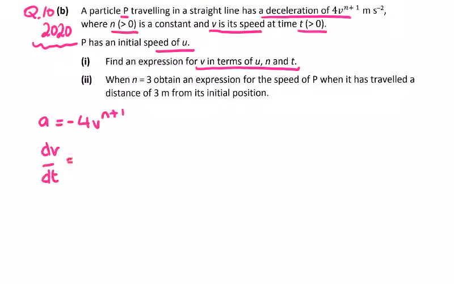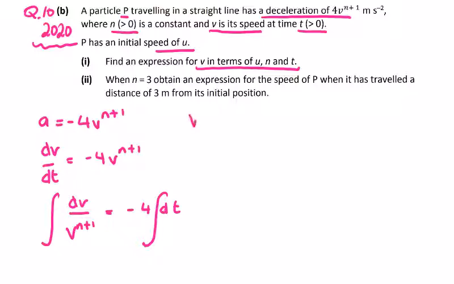That's v at time t, n, and u. That's equal to minus 4v to the power of n plus 1. So dv over v to the power of n plus 1 is equal to minus 4 dt. Integrating these expressions, leave the constant to the side. 1 over v to the power of n plus 1 is v to the power of minus n minus 1. Increasing the power by 1 means adding 1, so that becomes v to the power of minus n, and divide by the new power. I can put the minus in front and the n on the bottom.